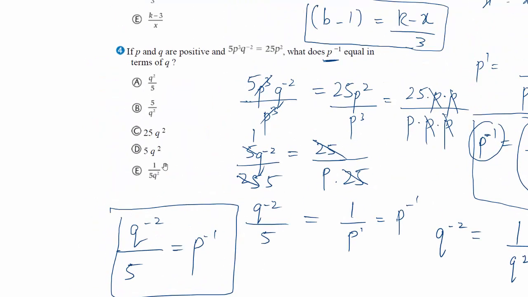So let us see the options. 1 divided by 5q squared is option E, correct? So option E is the right answer. In the next video we'll do the third scale.